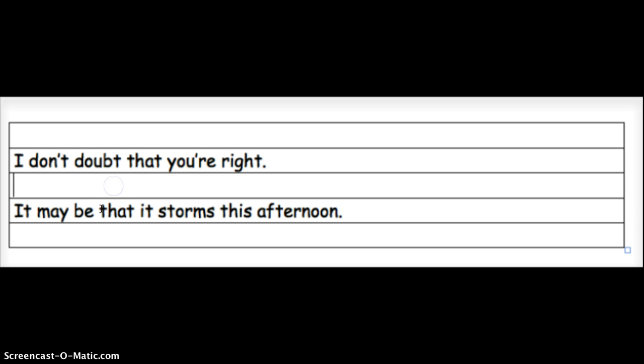I don't doubt that you're right. It may be that it storms this afternoon. So let's look at the verb before the K. I don't doubt. This one, you see doubt, and you think, oh, expression of uncertainty. But the fact that you're saying, I don't doubt, meaning you're sure. So this would actually have the indicative in the verb after the K. No dudo que tienes razón.